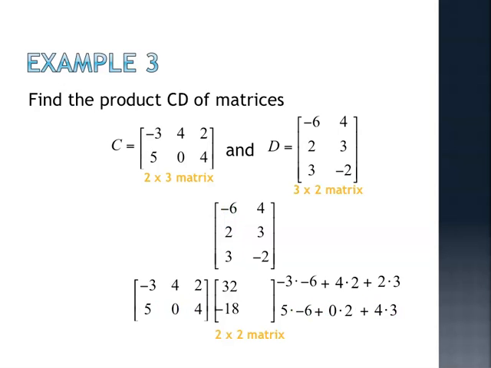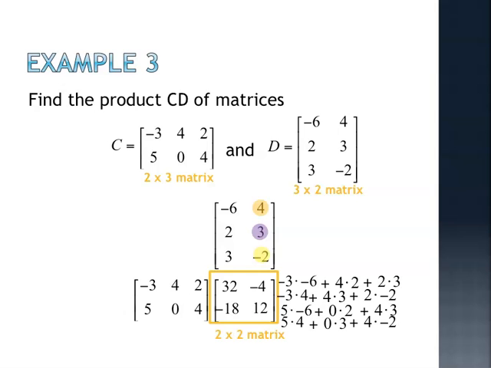So now I'm going to look at the first row in C and the second column in D. So -3 times 4 plus 4 times 3 plus 2 times -2. So we have -12 plus 12 plus -4. That's equal to -4. And then to find our last element, we're going to look at our second row of C and our second column of D. So 5 times 4, 0 times 3, and 4 times -2. That's equal to 20 plus 0 plus -8, which is equal to 12. So that is our 2 by 2 matrix that we get as a product, multiplying C and D.